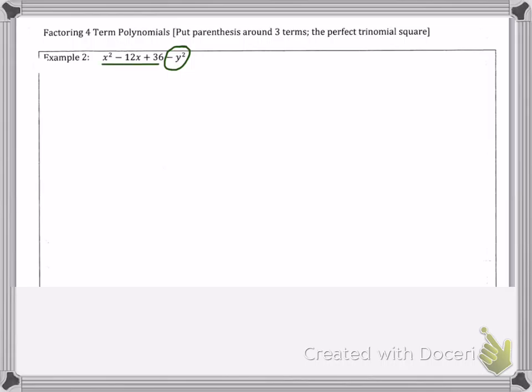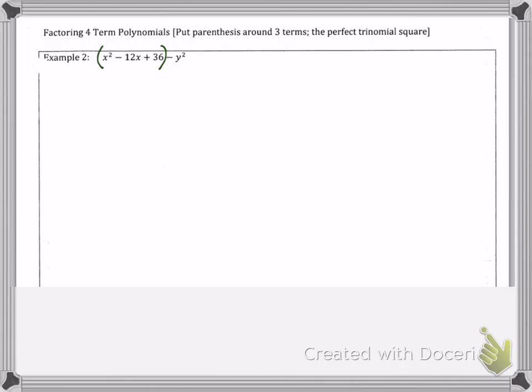This looks like a perfect square trinomial. We've got an x squared term, we've got an x term, we've got a constant at the end. That minus y squared is the oddball. So we're going to use that pattern there, and we're just going to factor the first 3 terms separately, and then we'll talk about what to do with the y squared.